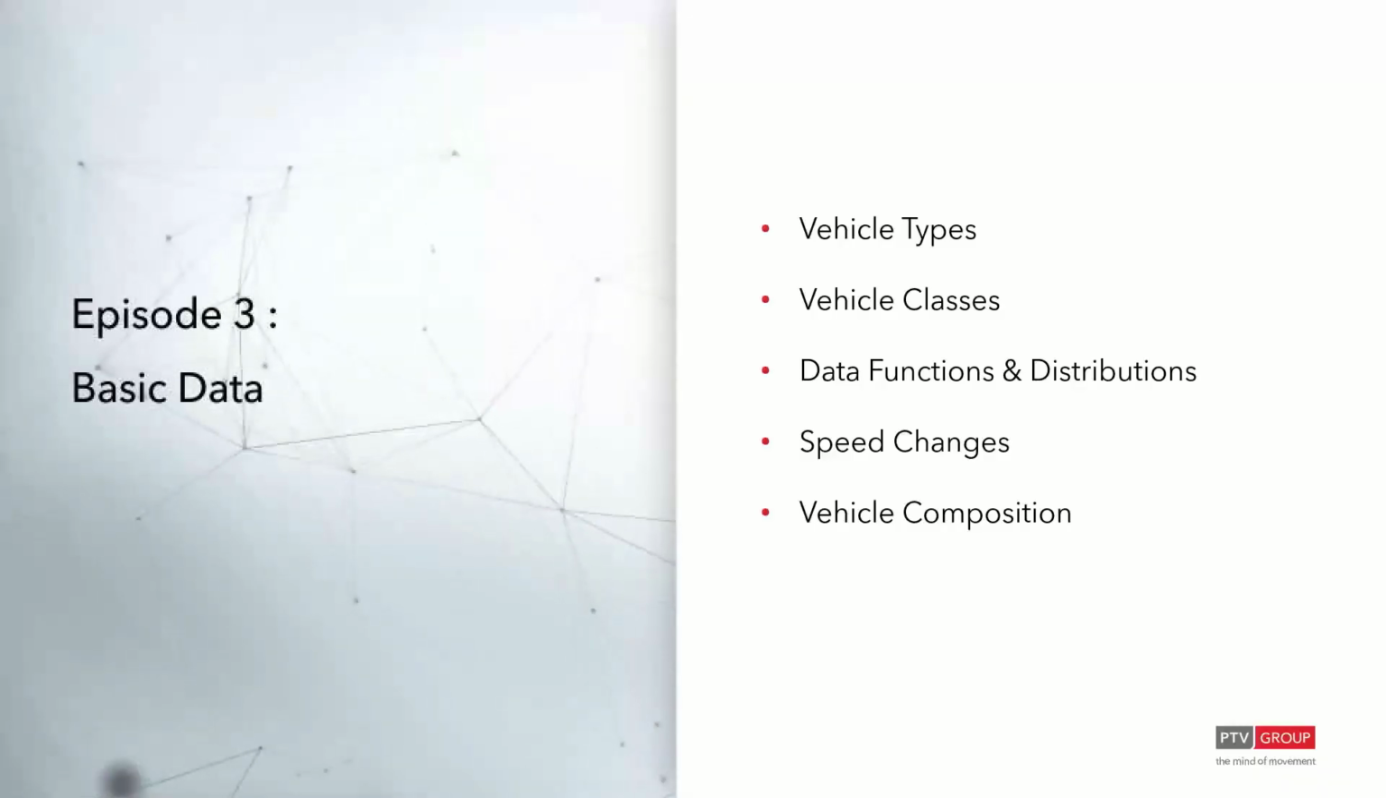Today we're going to be looking at a lot of the base data that's used within Vissim, which is really used to build up all of the models. This is going to include information about the vehicles themselves. So we're going to go over vehicle types and vehicle classes, along with all of the data functions and distributions these vehicles are going to use. And then we're also going to cover all of the speed network objects in Vissim, along with vehicle compositions.